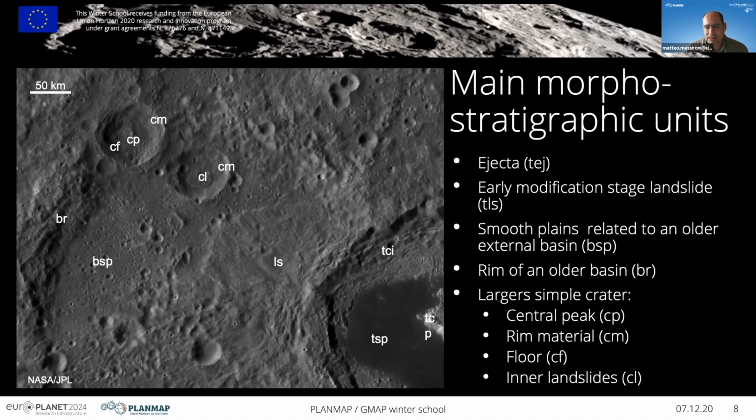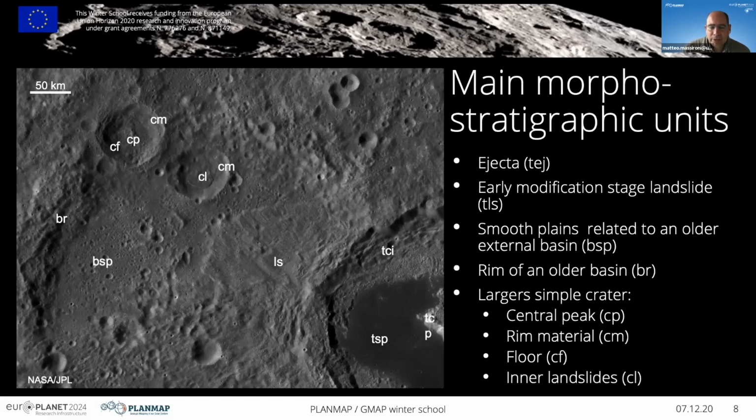Then you see something called LS there, which is a landslide that formed during the modification stage. And you see it because of these morphologies with these ridges, and the front. Further to the west, to the left, you see craters with their own crater rim material, their own crater floor, and in some cases their own central peak. This is a central peak, for example, of a crater of around 50 kilometers, a little bit more.